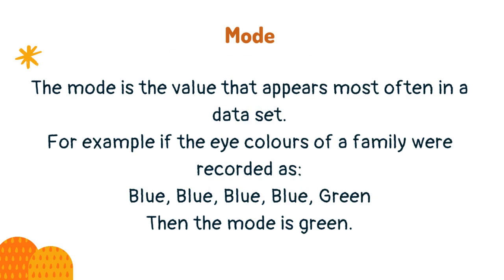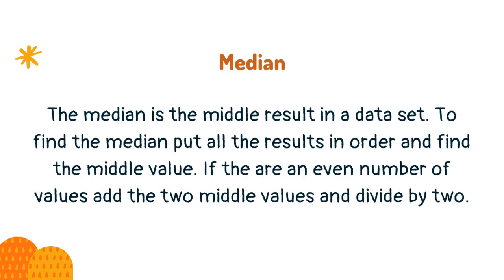The mode is the value that appears most often in a data set. For example, if the eye colors of a family were recorded as blue, blue, blue, blue, green, then the mode is green. The median is the middle result in a data set. To find the median, put all the results in order and find the middle value. If there are an even number of values, add the two middle values and divide by 2.